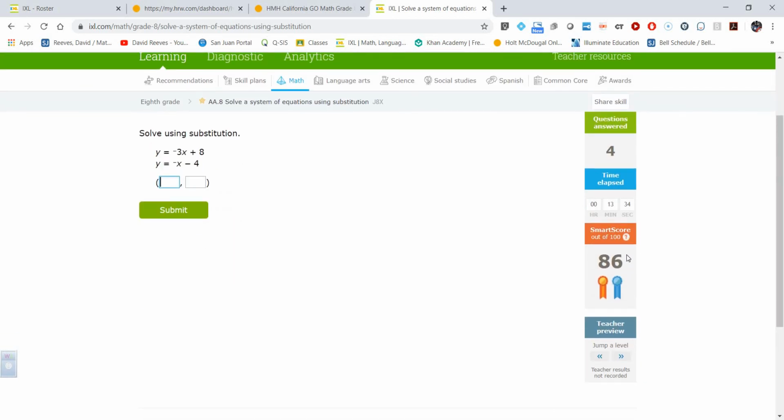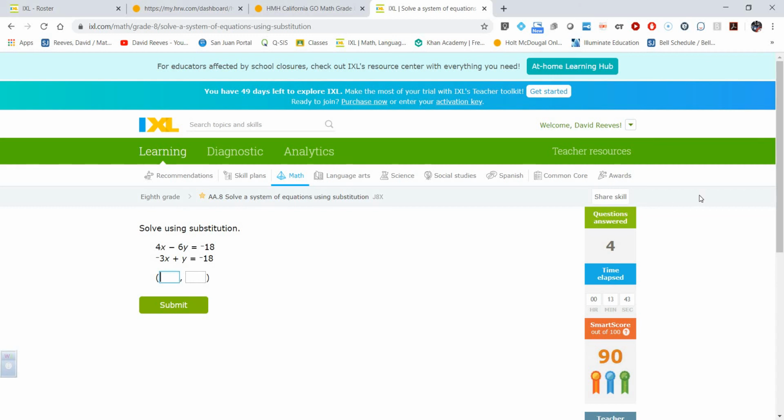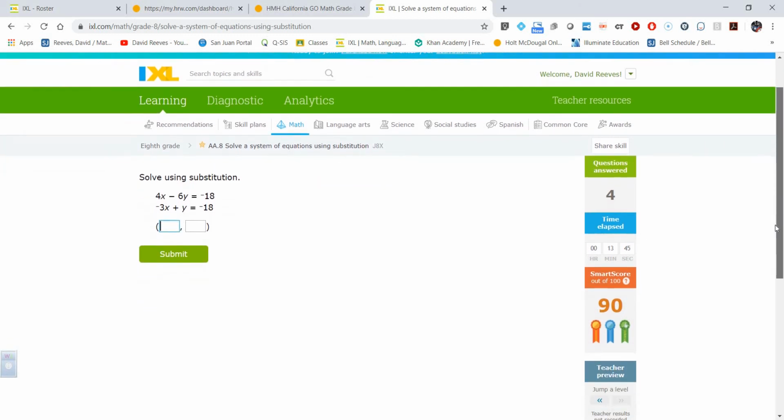We're all the way up to 86. We are proficient without even doing a hard one, but I want to skip up to the next level. Ooh, the challenge zone. By the way, you need to be able to do these ones in the challenge zone.